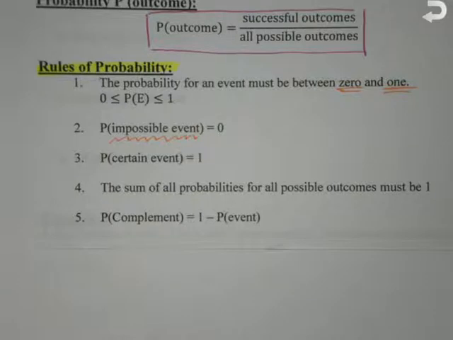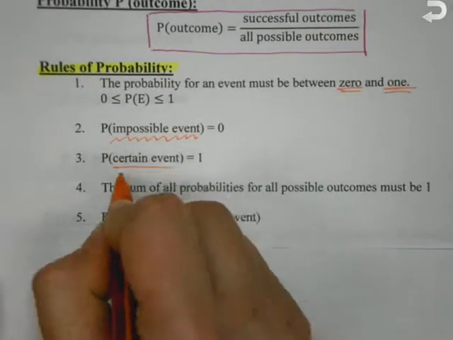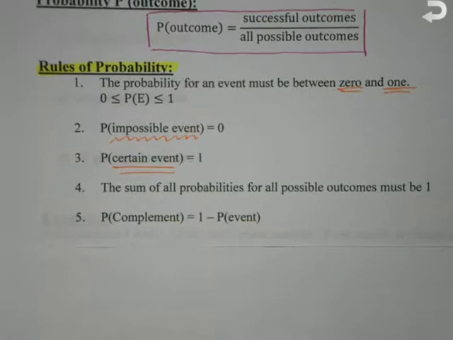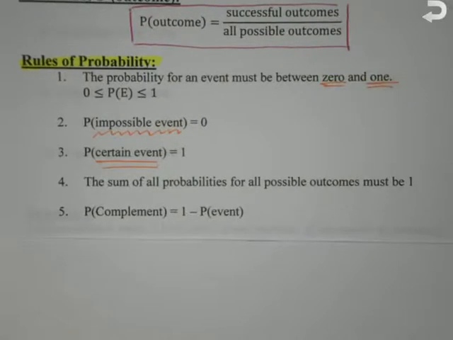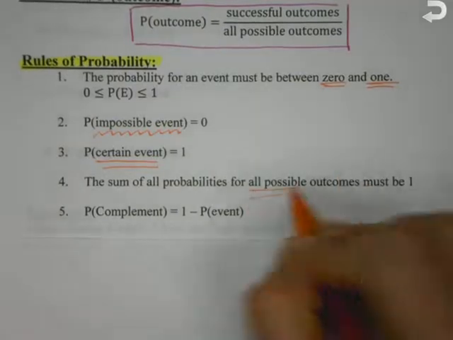The probability of a certain event is going to be 1. So let's say I give you a different spinner and there's only 1 color on it and it's green. What's the probability that I'm going to spin a green? 100%, or 1, because it's always going to come up green. Make sense?